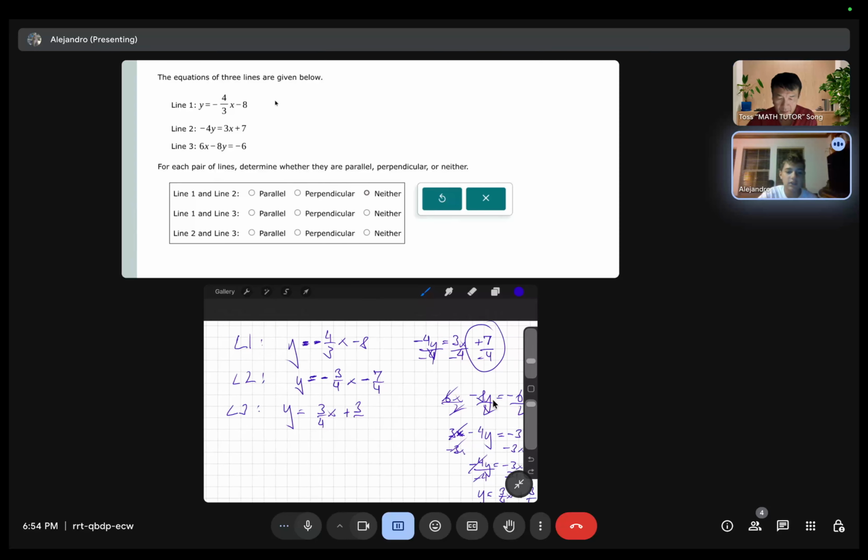I think it's perpendicular. Yes, very good. I keep both facing the equal sign. I hope it's not messy here.